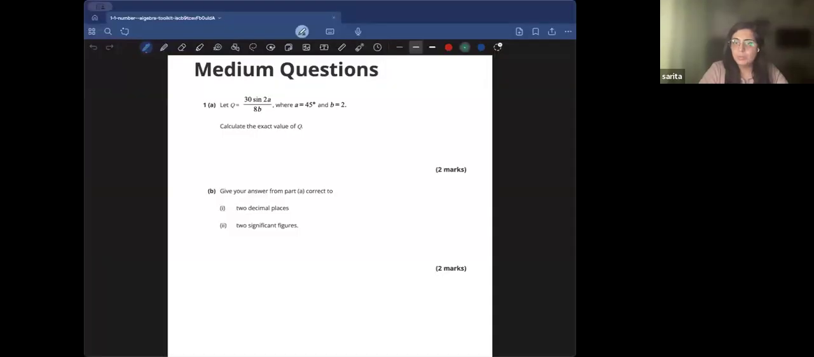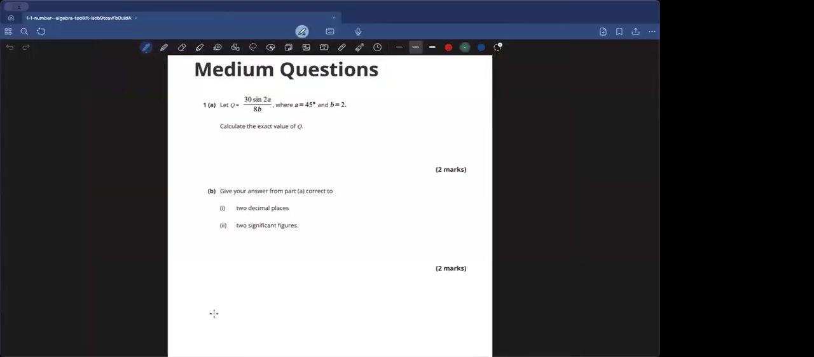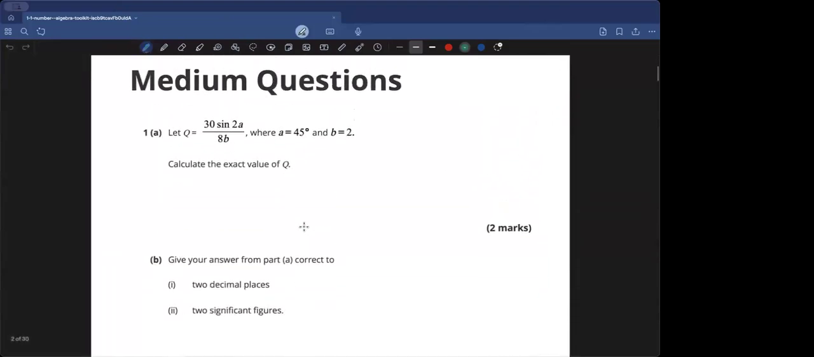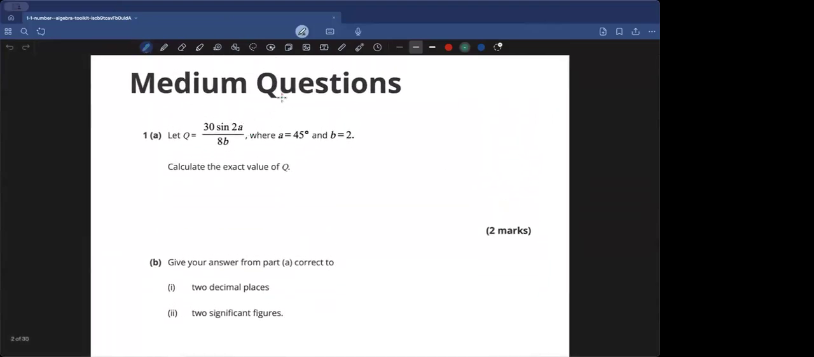So let me share my screen with you and start with a few questions. I hope you guys can see my screen, and I'm going to enlarge it. The first question is: let Q equal 30 sine 2A over B, where A is 45 degrees and B is 2. We need to find the value of Q.